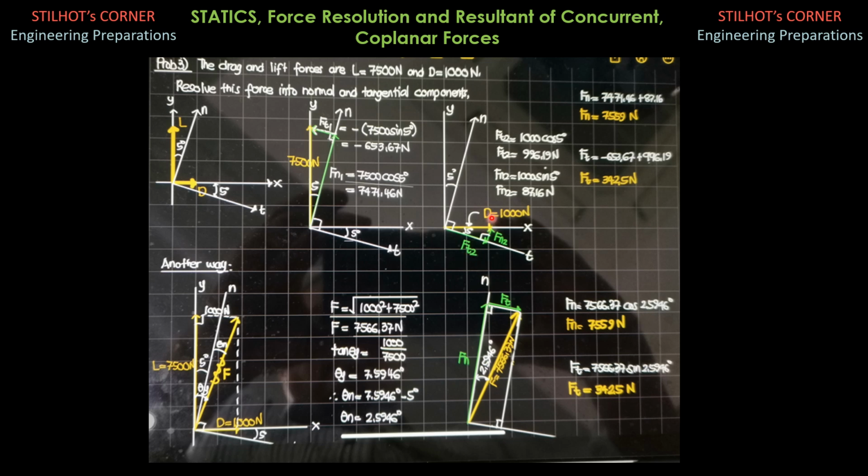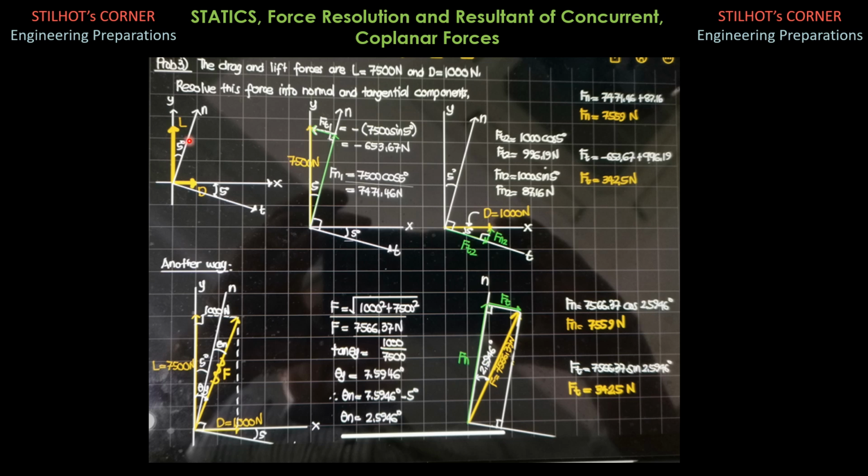So for the drag force, it is this adjacent side. So the tangential component of the drag force is equal to 1,000 times cosine of 5 degrees. It is equal to 996.19 newtons, while the normal component opposite to 5 degrees is 1,000 sine of 5 degrees, and therefore it is equal to 87.16 newtons.